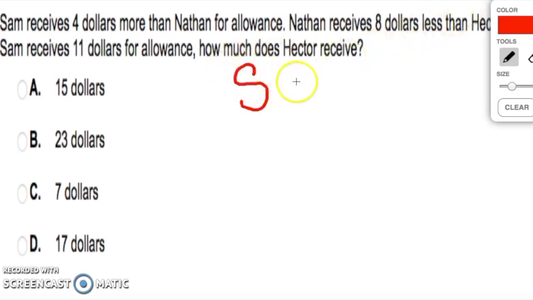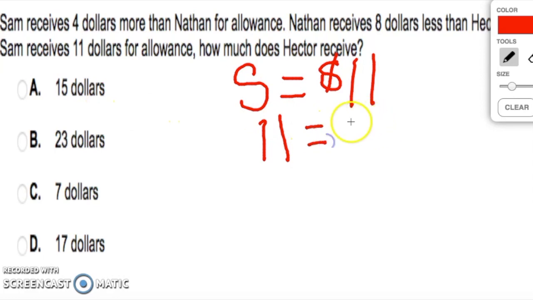We know that Sam, S is for Sam, gets $11, okay? And it says that Sam receives $4 more than Nathan for allowance. So we're going to take that $11, and that equals whatever Nathan gets plus $4, okay? Now let's go back and look at the next part. Nathan receives $8 less than Hector.